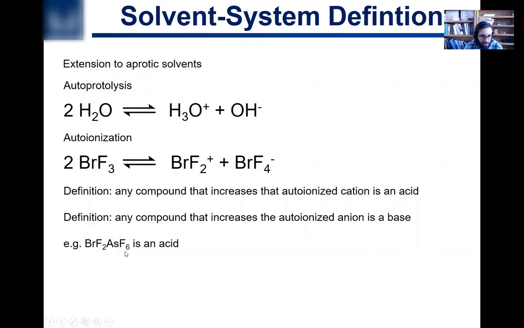And so, if you have this salt, BrF2 plus with AsF6 minus, these are pretty exotic, guys, but it's okay. This would be an acid. Why? Because when this dissolves, it's going to make AsF6 minus and BrF2 plus. Well, BrF2 plus is the autoionized cation, so this would be an acid. KBrF4 would be a base. Why? Well, this is going to dissolve. It's an ionic compound, K plus and BrF4 minus, thus increasing the concentration of the autoionized anion. So that's the definition of the base in this sort of nomenclature.